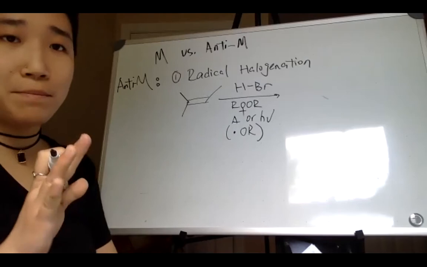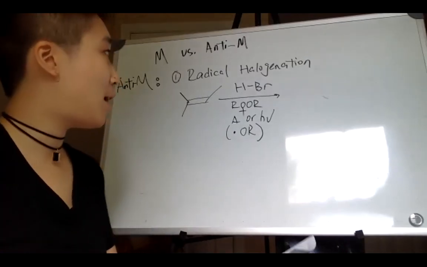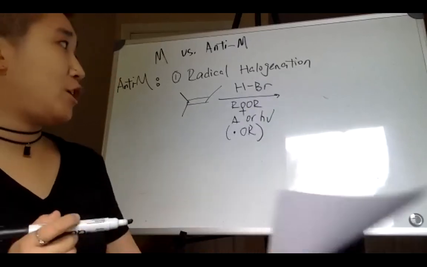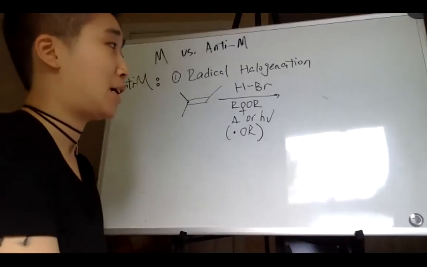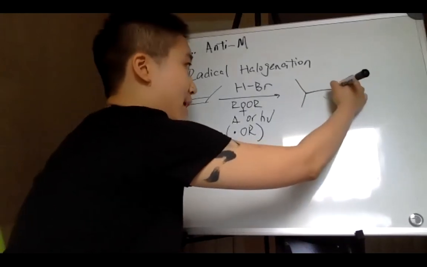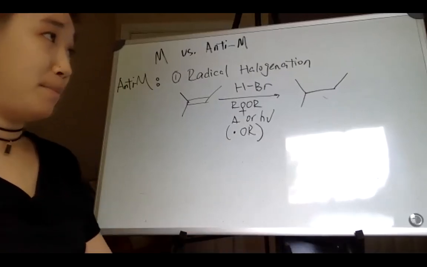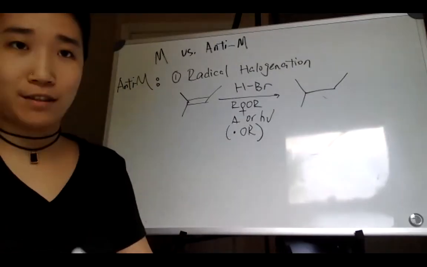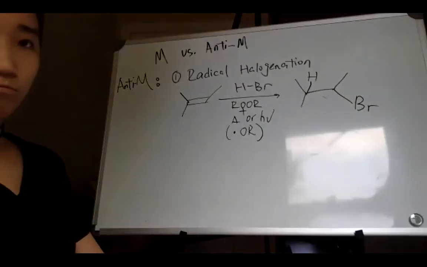The specific mechanism you don't have to know for the scope of this program. Just know that if you see HBr plus some radical initiator, you will have anti-Markovnikov addition instead of the one that follows the rule. So in this case, if I do an anti-Markovnikov addition, where should my Br end up at? The less substituted carbon, yes. So it's going to end up here. And my H is going to go on to the more substituted carbon that's right there.